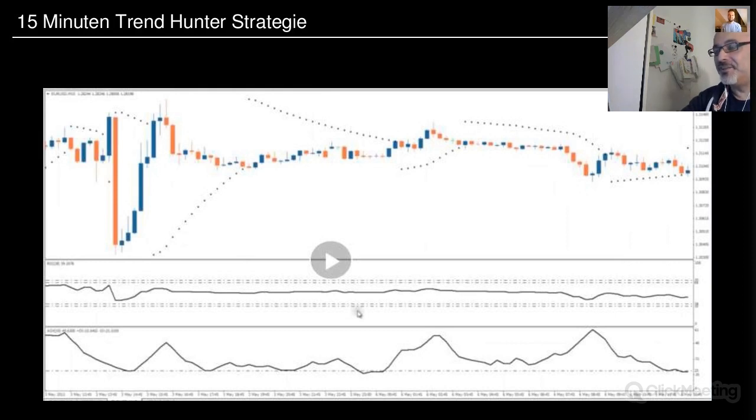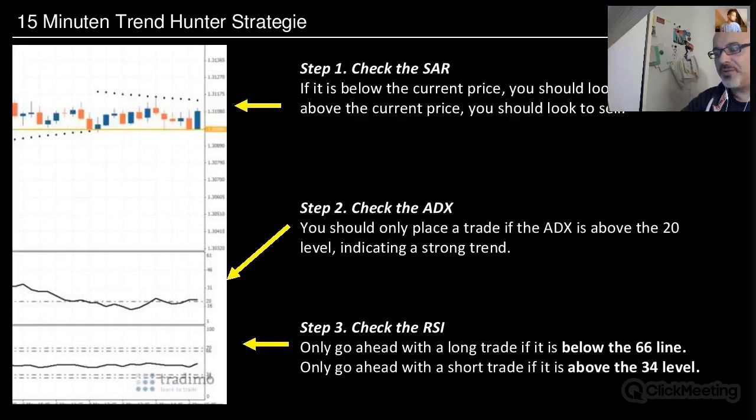Okay, good. So after that, how to enter the market. Now we will come to the 15-minute trend hunter strategy. Step 1, check the SAR. If it is below the current price, you should look to buy. If it is above the current price, you should look to sell.